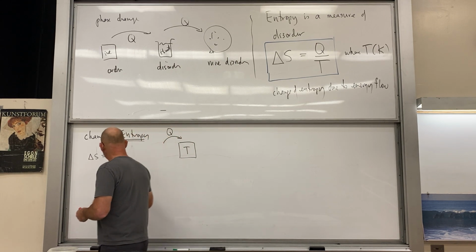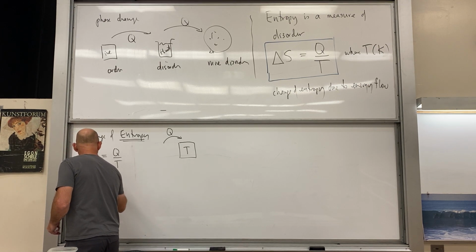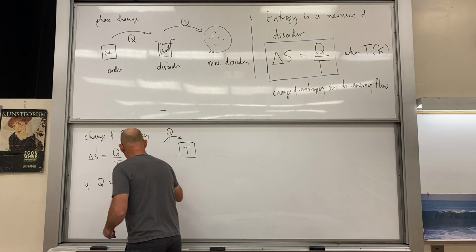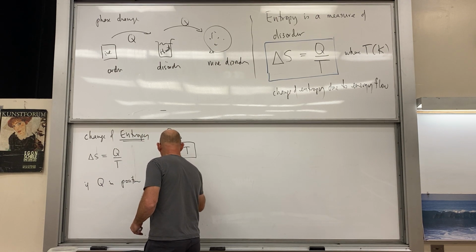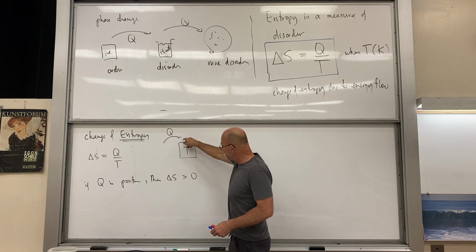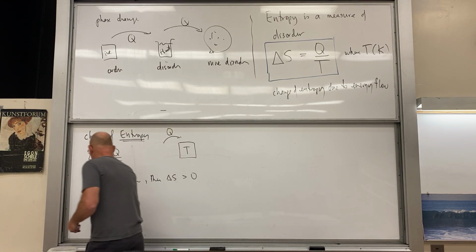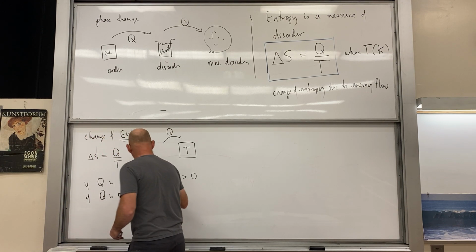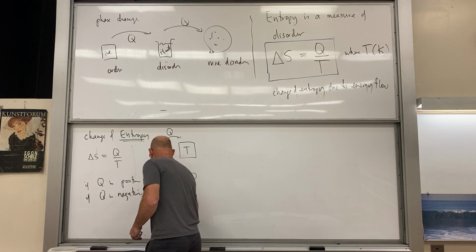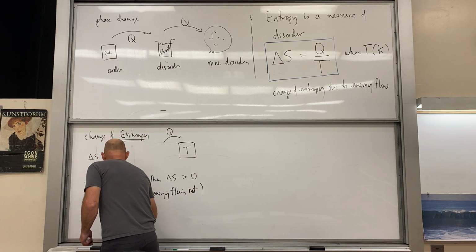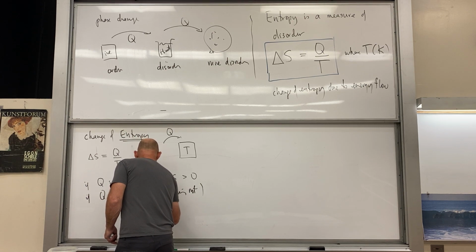Now I have to be a little more specific. If Q is positive, then delta S is positive. Okay, if Q is positive. So in other words, if energy is flowing in, then delta S is positive. If Q is negative, right, energy flowing out, then delta S is negative.